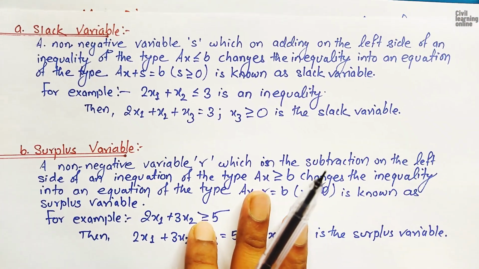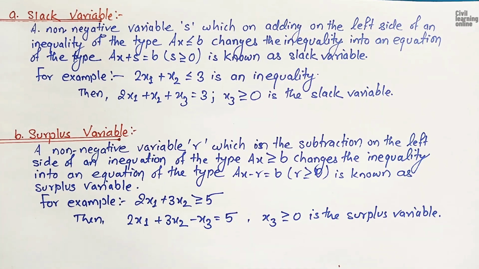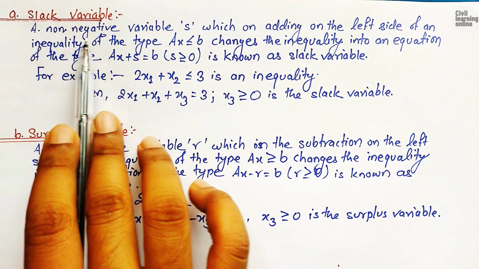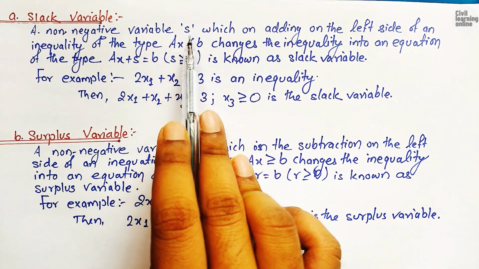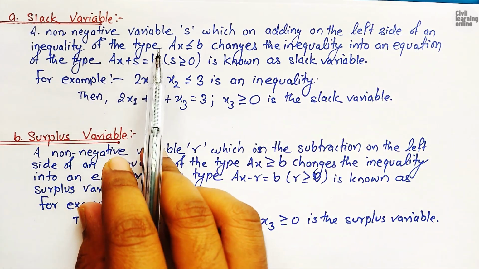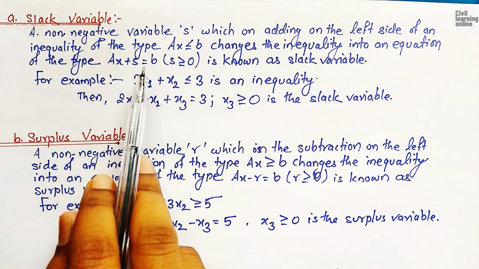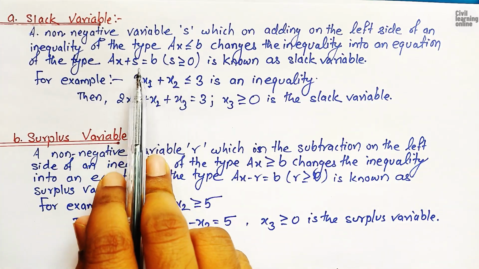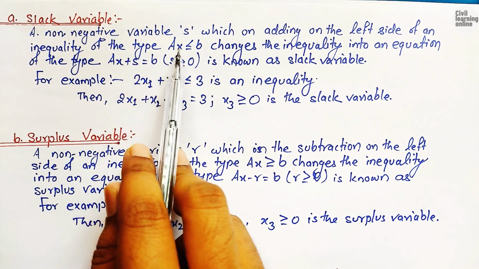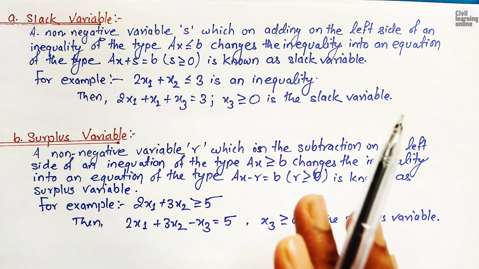So basically here I have picked out some definitions about the slack variables and surplus variables which we may come to interact with when we are solving any numerical by the simplex method related to linear programming problem. So what are slack variables or non-negative variables? Let it be denoted by s, which on adding on the left side of an inequality of type ax less than or equal to b changes the inequality into an equation of the type ax plus s equals b. So see here, when the non-negative slack variable s is introduced in the inequality, it gets turned into an equation, and you will be more clear through an example.